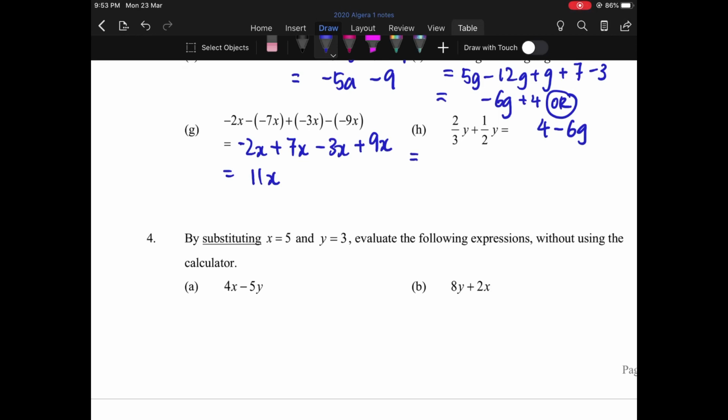Now, you can rewrite your fraction like this: 2y over 3 plus 1y over 2. And from what we learned in primary school, you can combine these two fractions together, provided they have the same denominator. So the common denominator is 6. So the first fraction you have to multiply by 2 to get 4y. Second fraction you need to multiply by 3. And simplify the numerator, you should be getting 7y over 6.